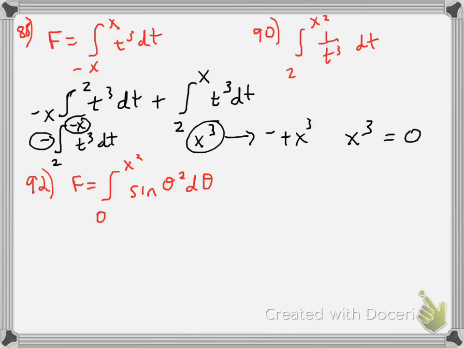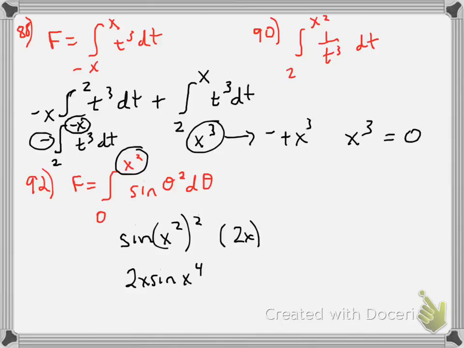The last one, 0 to x squared. All I have to do is substitute. Everywhere there's a theta, I'm going to put in x squared. So I have x squared squared times the derivative of x squared, which is 2x. This is one where the derivative is not equal to 1. So 2x times the sine of x to the fourth, or if you want to leave it squared, that's fine.